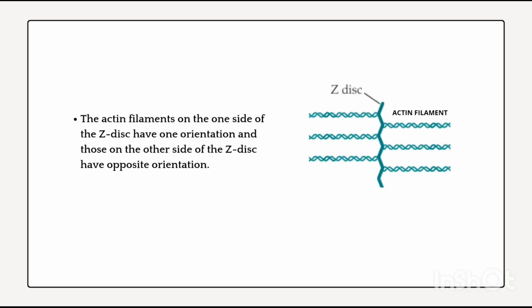Like myosin molecules in thick filaments, G-actin molecules in thin filaments are arranged such that those on one side of the Z discs have one orientation and those on the other side of the Z disc have opposite orientation. The consequence of the polarized organization of thin and thick filaments is that the cross bridges in contact with the thin filament can act like oars to pull the thin filaments toward the center of the sarcomere during contraction.